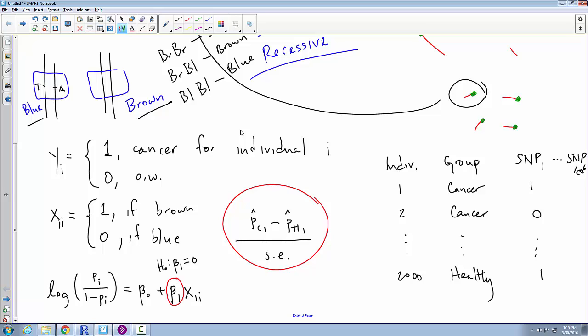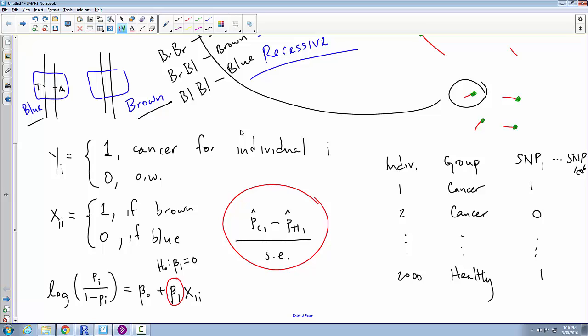If beta 1 is equal to 0, then SNP1 is not associated with cancer status. If it's not equal to 0, there is an association. If it is equal to 0, there's not evidence of an association. So all I would need is a p-value for beta 1.